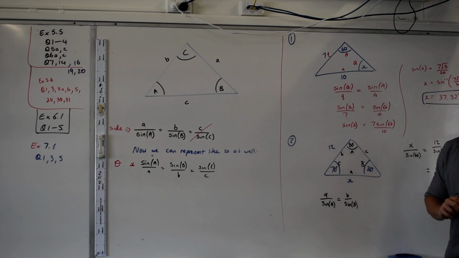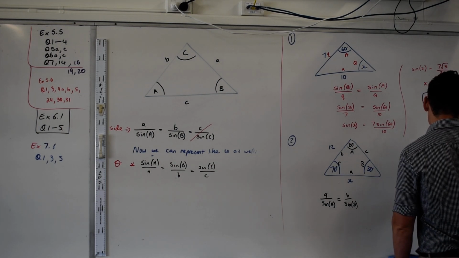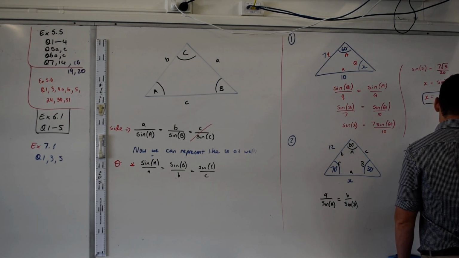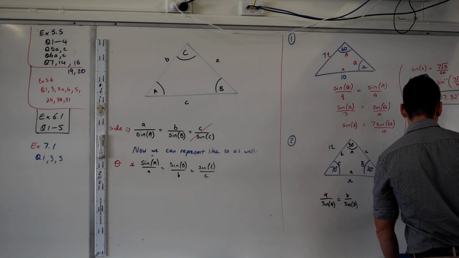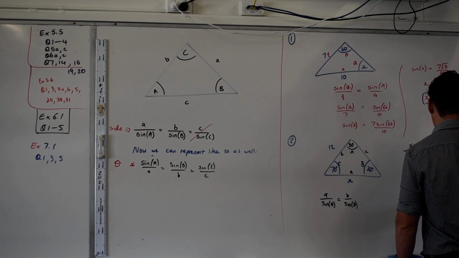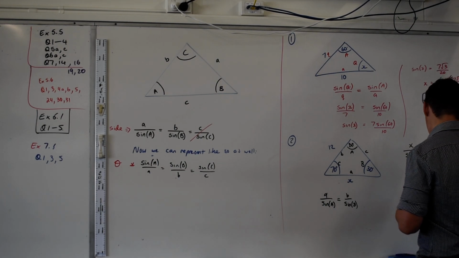Sine 30 is? Yep, it is pi on 6, but that is equal to? 1/2. 12 divided by 1/2 is? 24. X is equal to 24 sine 80. Put that in your calculators and you get something near 24, 23 or 22? 23.6. I didn't give units, so that's the end of the question.